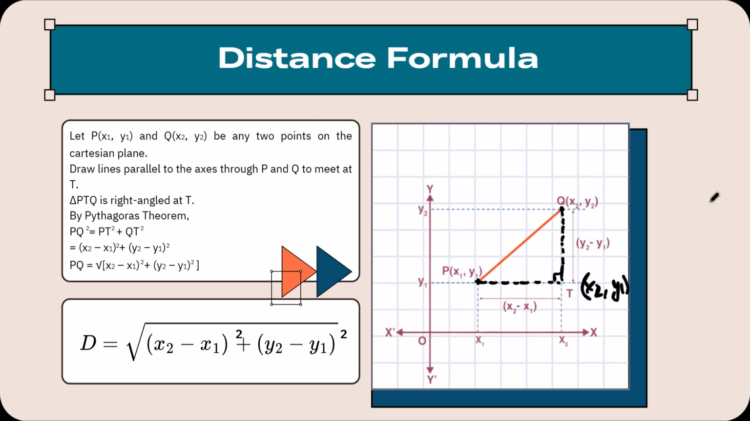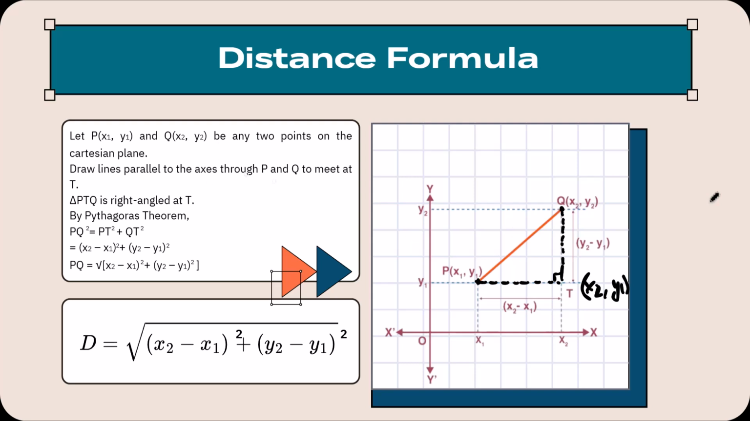Now if you look carefully, what is QT? QT is y2 minus y1, right? So it's a vertical line. So what is the distance between that? QT is y2 minus y1. Similarly, what is PT? PT is x2 minus x1. So these are the distances, right?